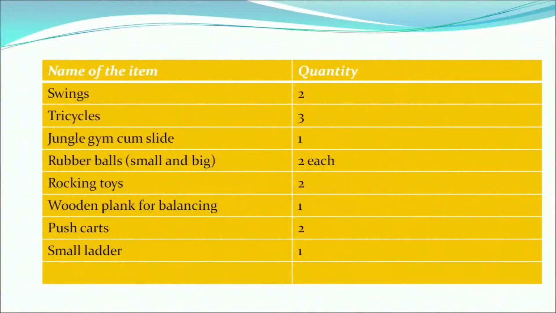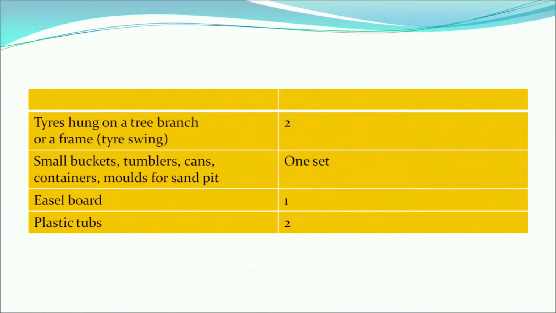So, there are certain equipments that are given. For example, if there are swings, then it should be 2 in number. There are tricycles, it should be 3 in number. If it is a jungle gym, it should be 1 in number. If it is a rubber ball, it should be 2 in number. Like that, for different equipments, we have given what equipments are required and the number of equipments that are to be there in the play center. Then there should be one set of small buckets, tumblers, etc. Likewise, this is a list of the number of things and the kind of things that are to be there in the play center.